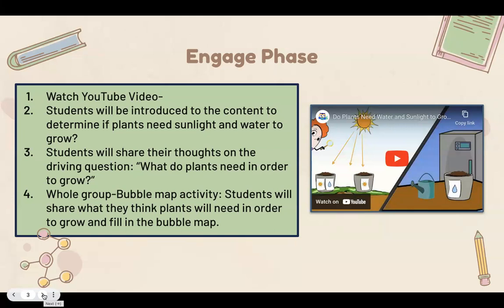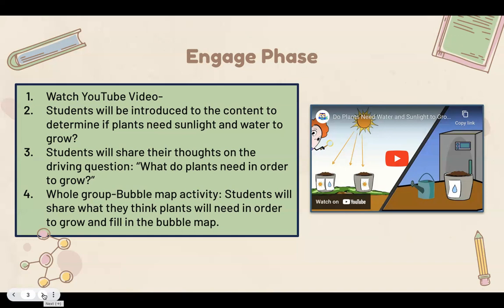Next, we will have a discussion with students where they share their thoughts on our driving question. The driving question is, what do plants need in order to grow? So this can actually be done as a whole group activity, or if you prefer, you could break it up into small groups. But in this case, we have it set up as a whole group activity where we would present a bubble map and students would share what they think plants will need in order to grow and fill those needs in on the bubble map.